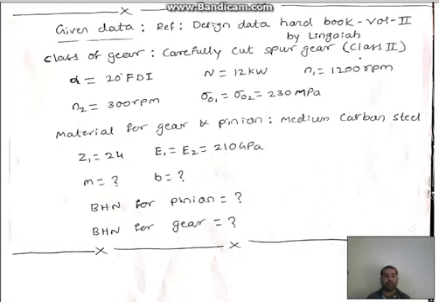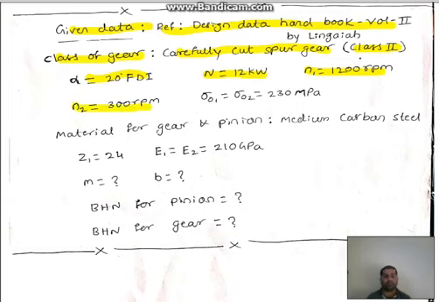First, write down all the given data. We refer to the Design Data Handbook by Lingaiah, Volume 2. Class of gear is carefully cut spur gear, or Class 2 gear. Pressure angle is 20-degree FDI. Power transmitted is 12 kW. Speed of the pinion is 1200 RPM. Speed of the gear is 300 RPM.